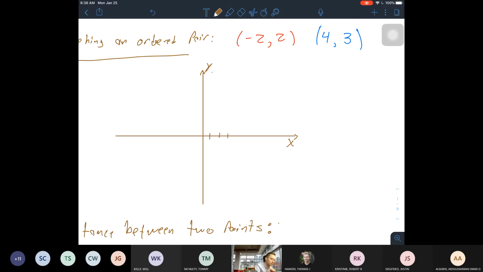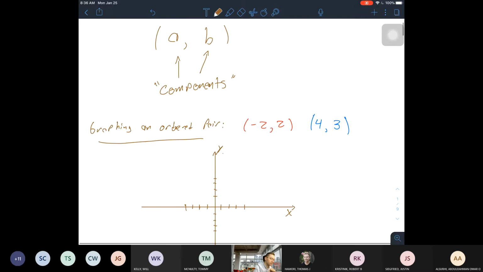In a crisscross fashion. And the X coordinate, the left one, we call that the X coordinate, is going to tell us how far left and right we go. And the Y coordinate is going to tell us how far up and down.